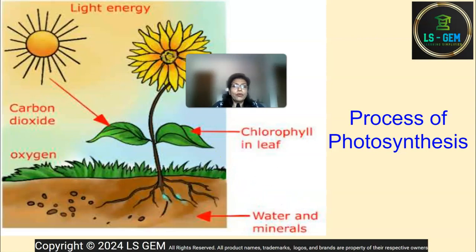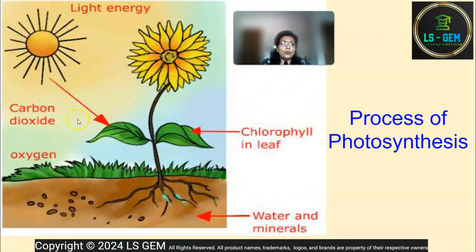Now, we will understand how this photosynthesis process happens in plants. So as you can see, this is the plant and you can see the roots. So during photosynthesis, what happens? The roots absorb the water and minerals from the soil and they supply it to the leaves, because leaf is the food factory of plant, remember.